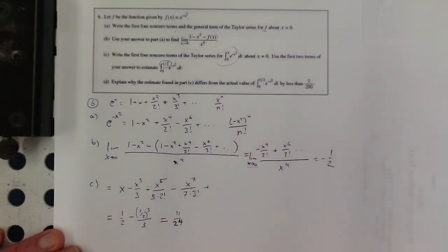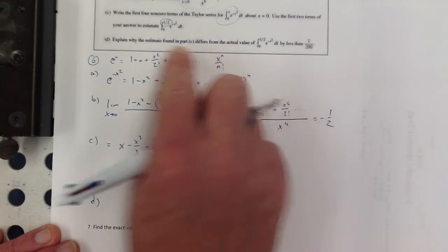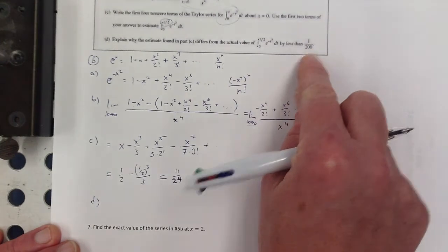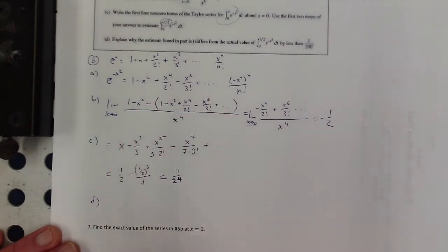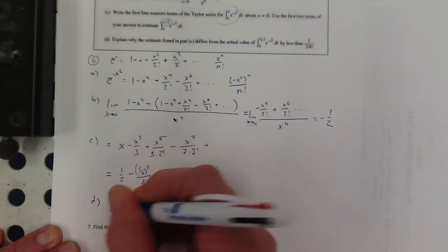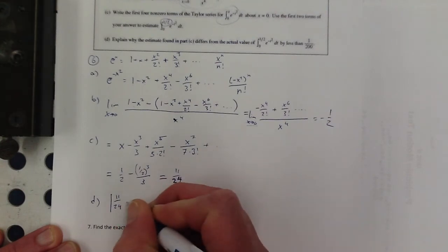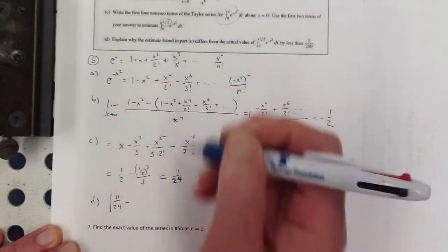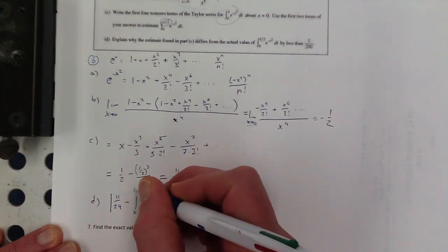Not recommended. And then part D, explain why the estimate differs from the actual value by less than 1 over 200. Well, this is an alternating series, so I can use the alternating series error bound, which means that my approximation from using the first 2 terms, the difference between that and the actual value of this, I'm just going to write that actual thing.